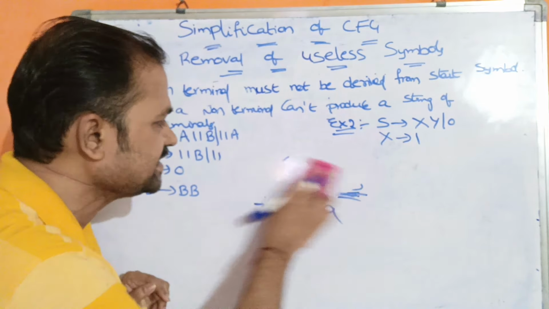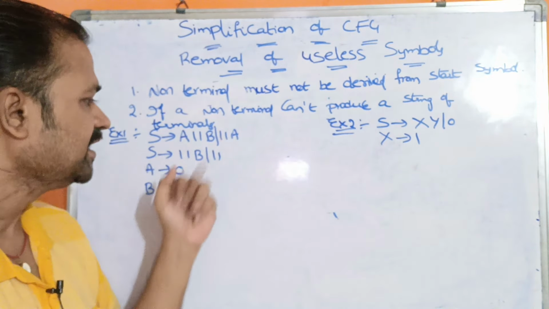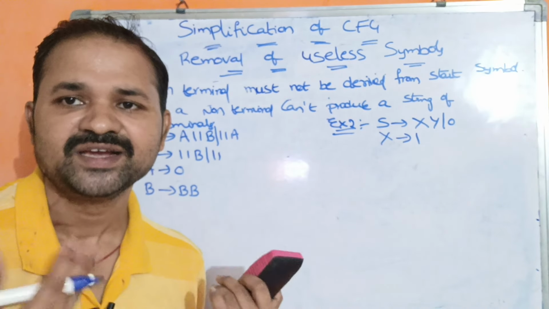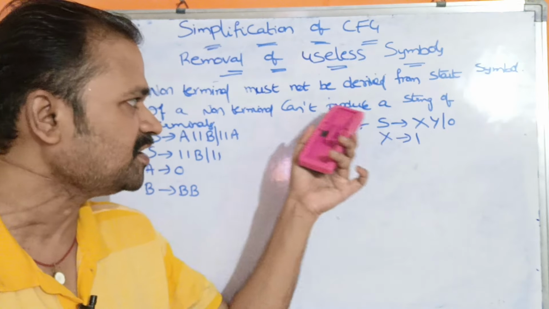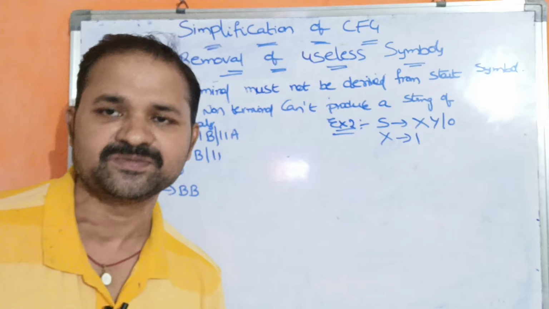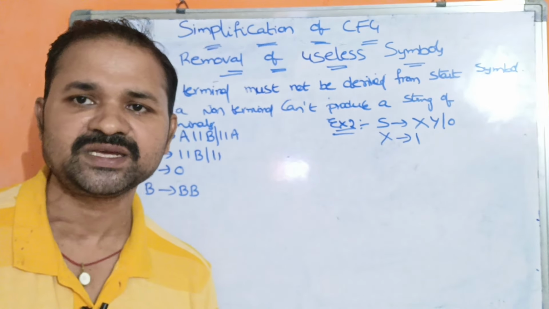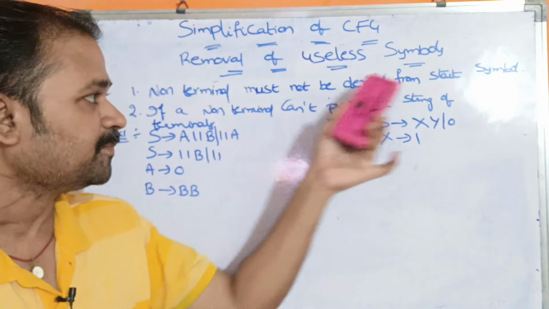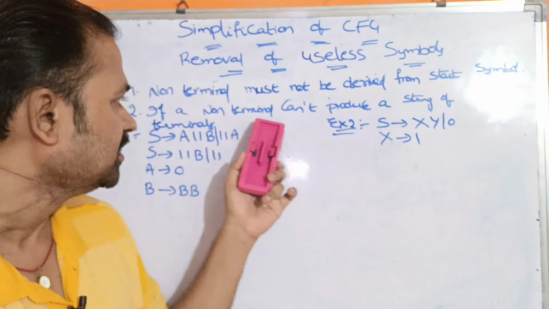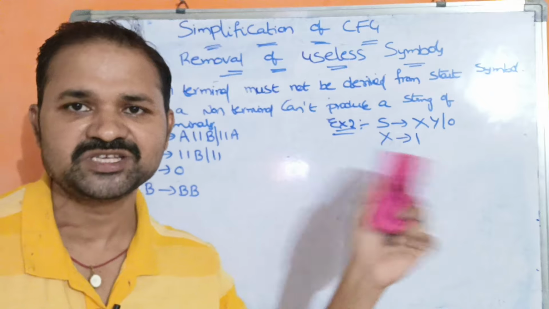And the second condition is if a non-terminal cannot produce a string of terminals. Every non-terminal must produce a string of terminals. If a non-terminal cannot produce a string of terminals, then we can say that it is a useless symbol. So totally we have two properties. What is the first property? Every non-terminal must be derived from the start symbol. And the second property is that a non-terminal must be able to produce a string of terminals. Let us solve these two examples.